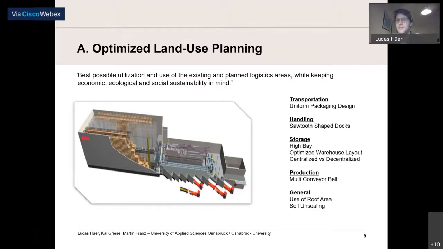Other things that can, for example, increase the usage of the space within a warehouse or within a production hall is the use of multi-conveyor belts, where, for example, products are getting sorted as well as transported at the same time. So those are just a few examples on how planning can help to optimize the use of logistical space.